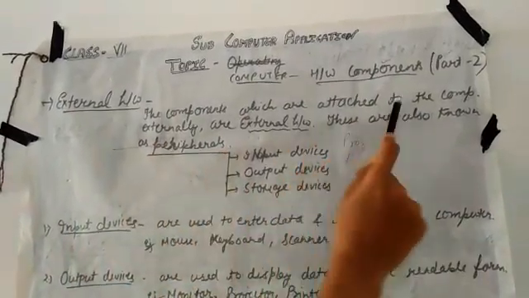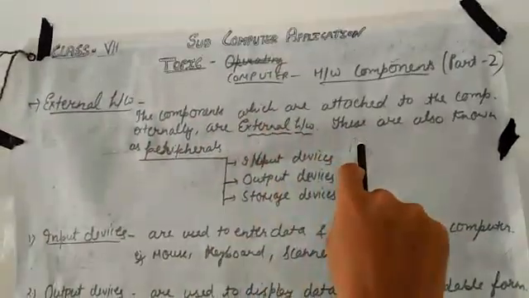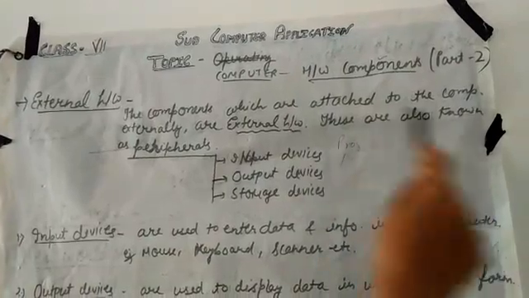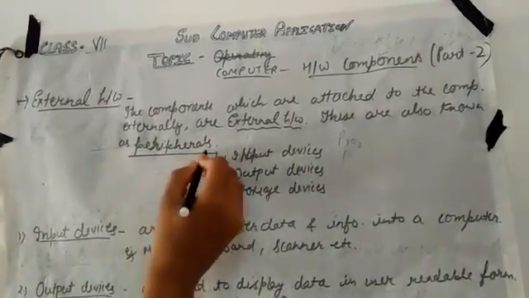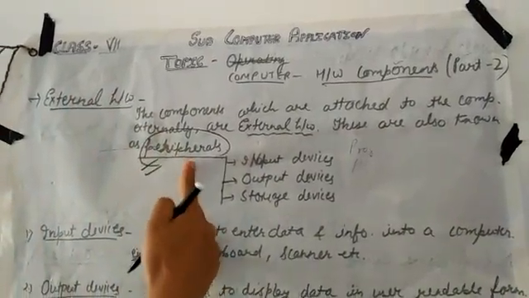The components which are attached to the computer externally are known as external hardware, whereas internal ones are mounted inside the computer or the CPU. These are also known as peripherals. This is an important term that you have to learn. External devices are also known as peripheral devices.